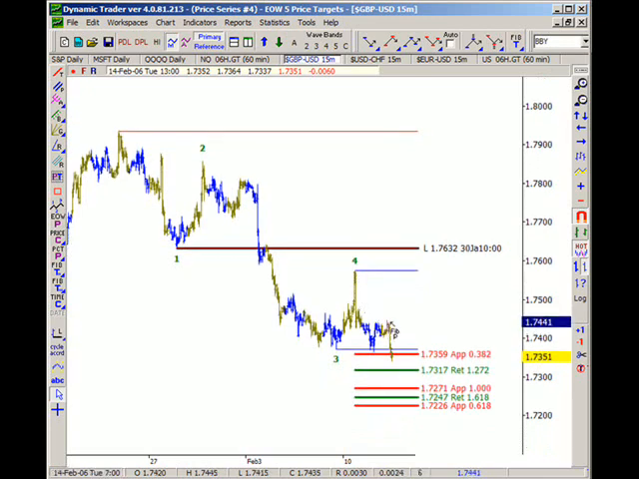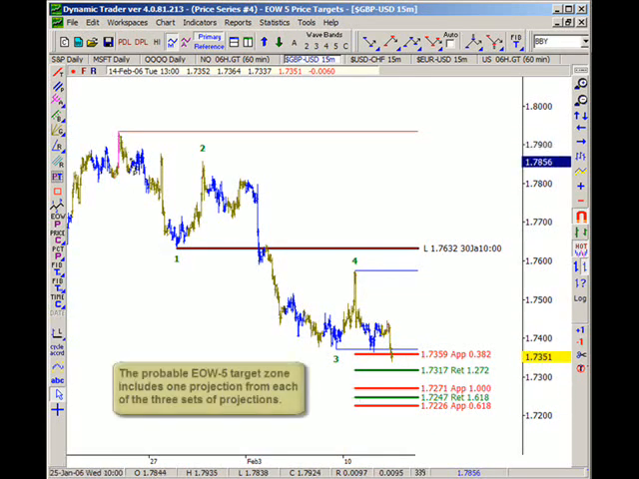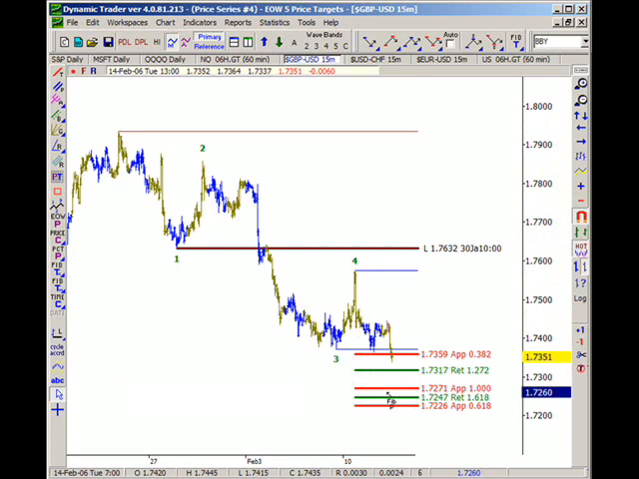And do we have a zone that includes one projection from each? Well, that zone is right down in here at 172.71 to 172.26, and it includes the 100% alternate price projection of the range of wave 1 from 4. It includes the 162% external retracement of 4 and the 62% alternate price projection of the range of waves 1 through 3 projected from 4.